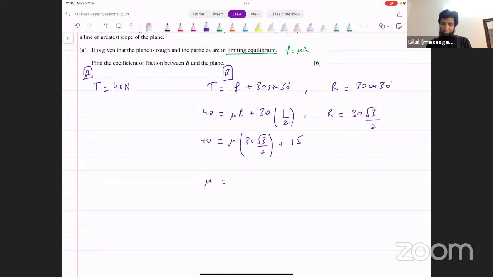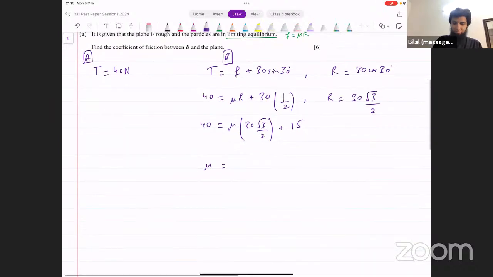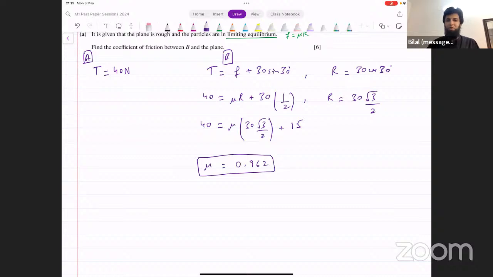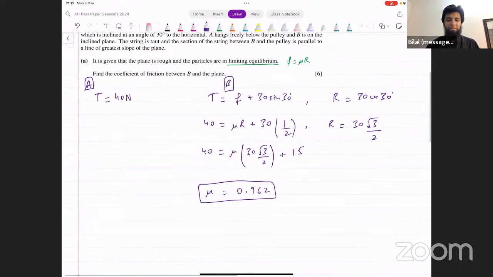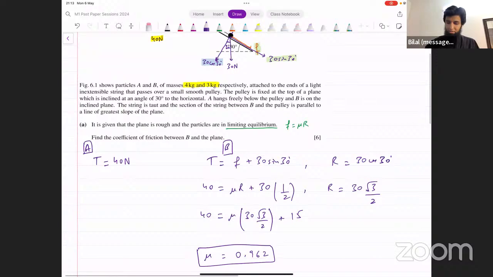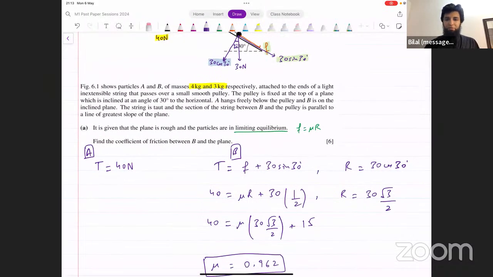25 divided by 15 and by root 3. And that's giving me 0.96225. If you want to write the answer to three significant figures, that will be 0.962, and that's your final answer. Okay, that's the first part. Pretty straightforward, easy 6 marks, right? That was the first part.